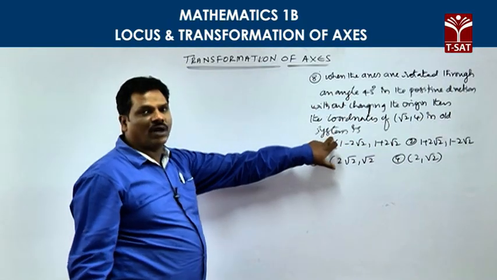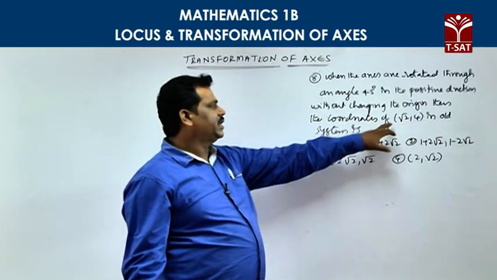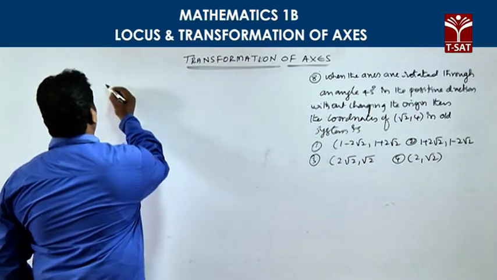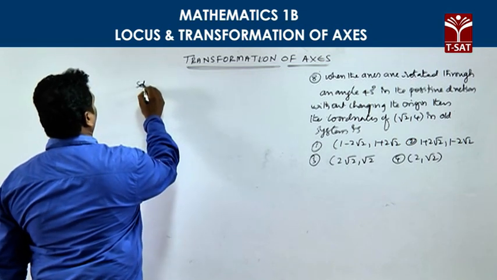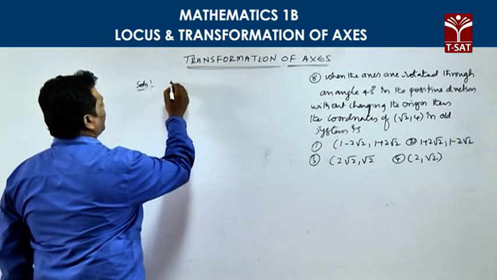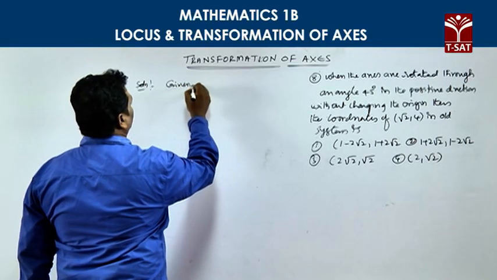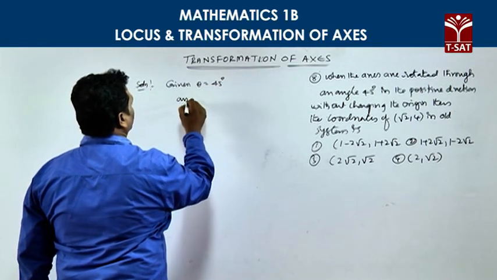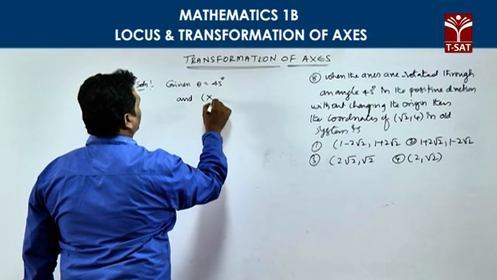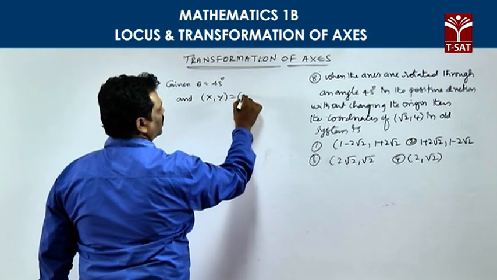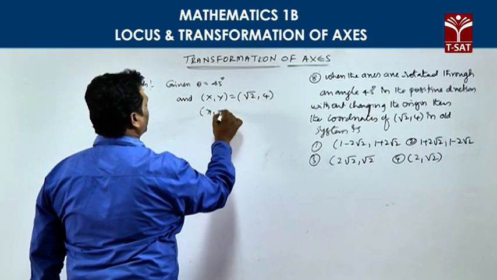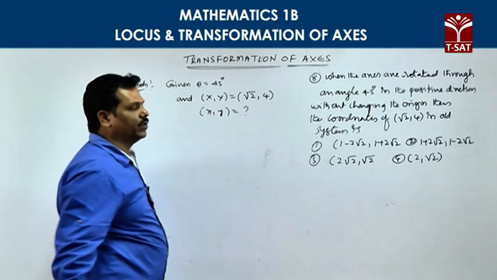Small x and small y. Then the given point is what here? Capital X, capital Y. So here in the rotation of axis, the solution is: given theta is equal to 45 degrees and capital X, capital Y is equal to root 2, 4. We have to find small x and small y in the original system.